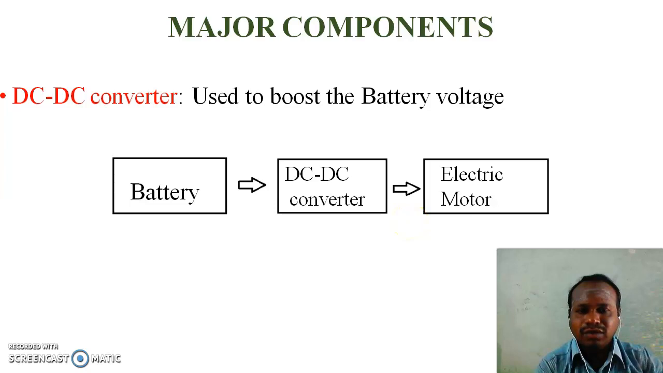Major components of electric vehicles: battery, DC to DC converter, and electric motor. Here, the DC to DC converter is used to boost the battery voltage, that is, to increase the battery voltage.